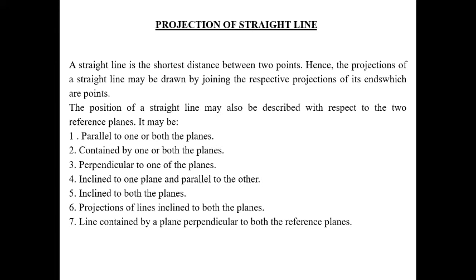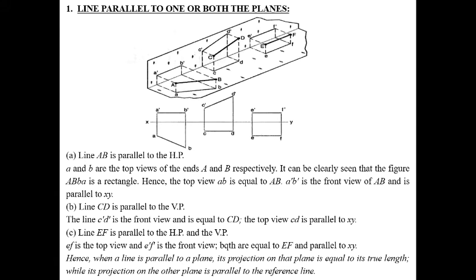It may be parallel to one or both the planes. Secondly, contained by one or both the planes, perpendicular to one of the planes, inclined to one plane and parallel to the other, inclined to both the planes, projection of a line inclined to both the planes, and a line contained by a plane perpendicular to both the reference planes. Okay. So first we go to the line parallel to one or both the planes.